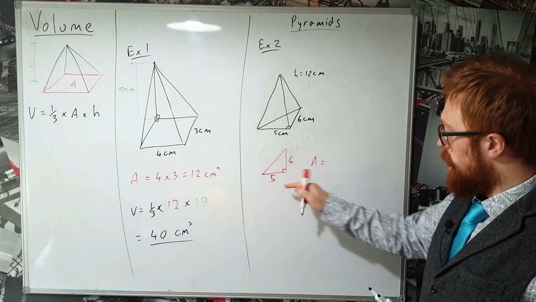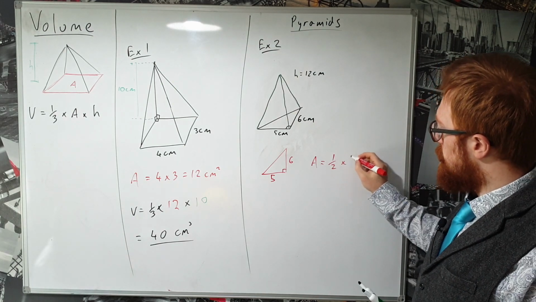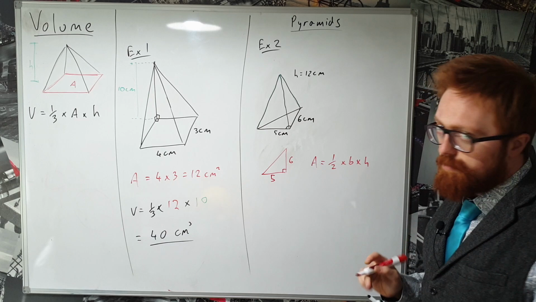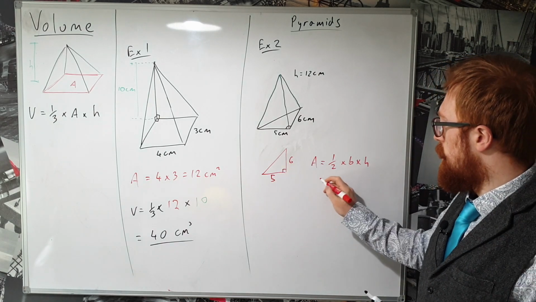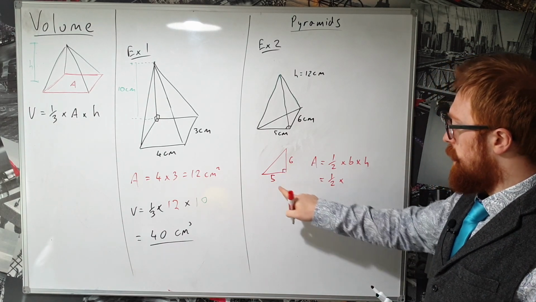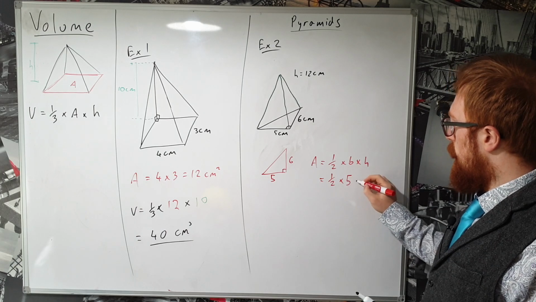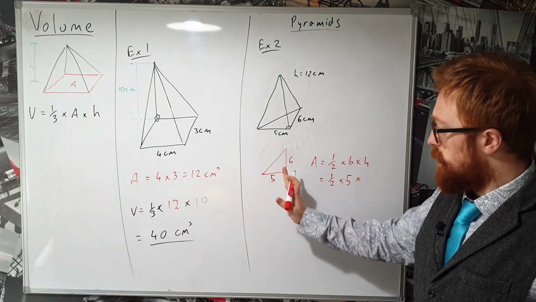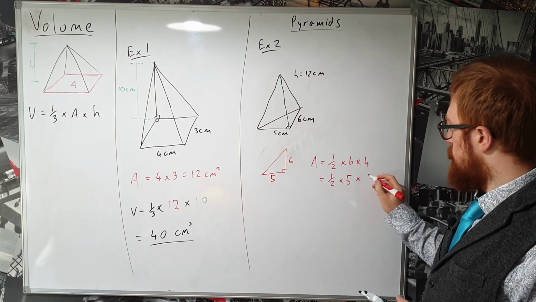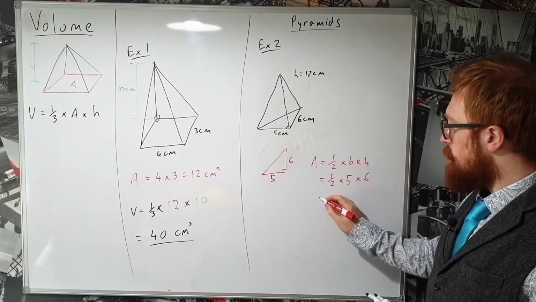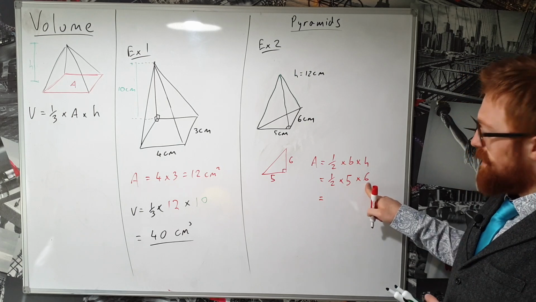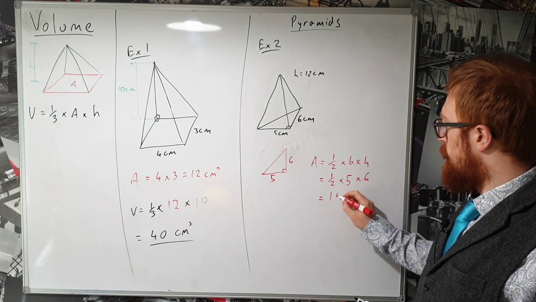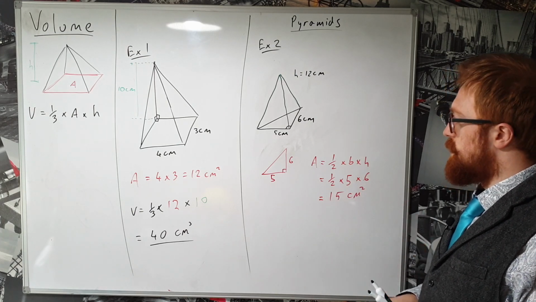So recall that the area of a triangle is 1/2 times by the base times by the height, because it's half of a rectangle. So we do 1/2 times by the 5. Now the height does have to be the perpendicular height, but because this is a right angle triangle, that length is perpendicular, so we can just use the 6. Now 1/2 of 6 is 3, times by the 5 is 15 centimetres squared.